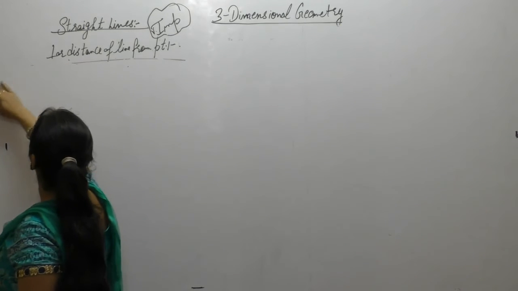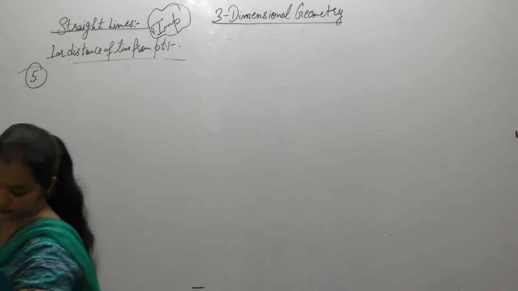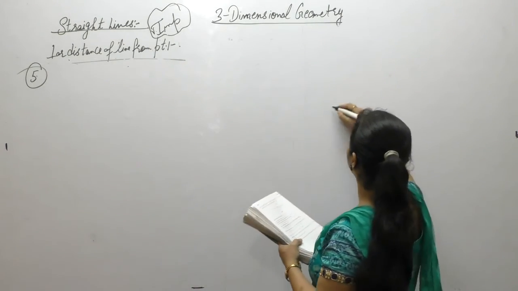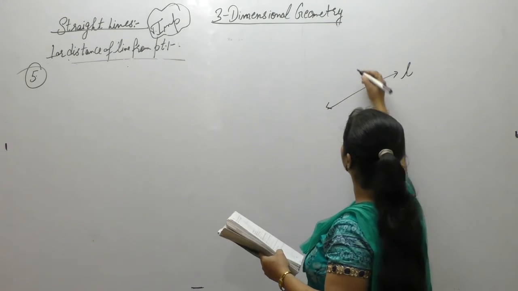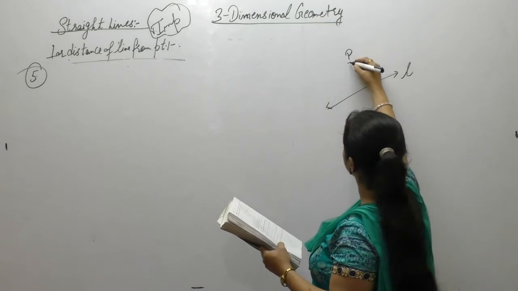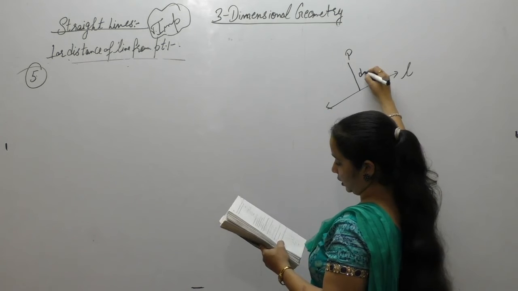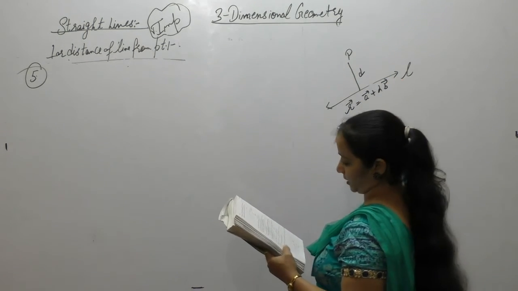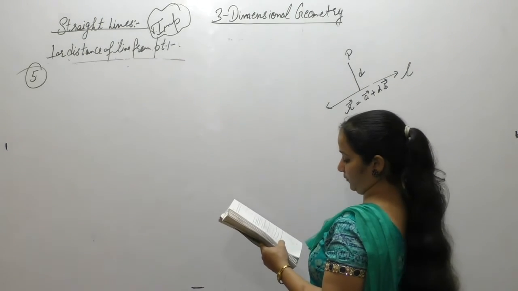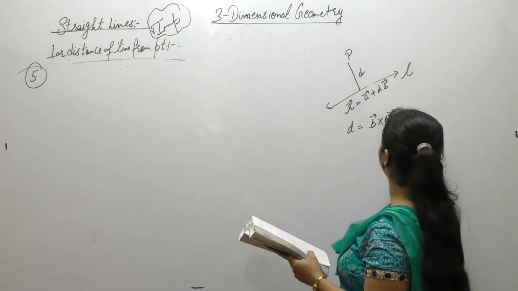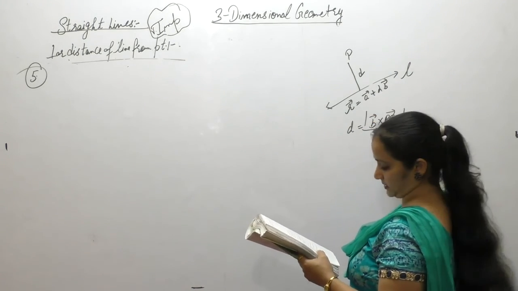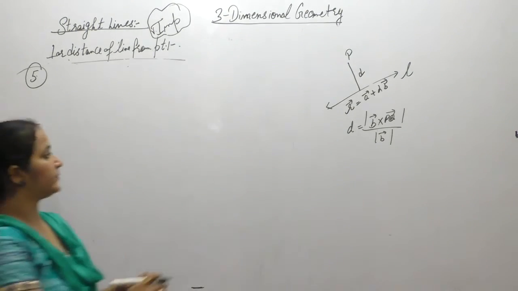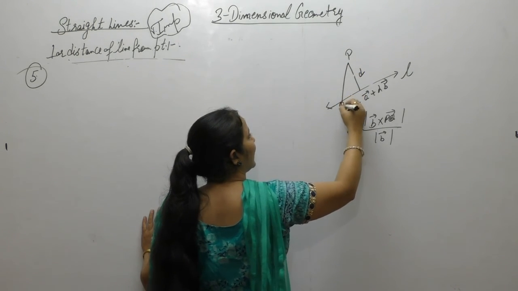Now the next one is: show that the distance d from point P to line L. Suppose this is line L. Distance d from point P to line L, having the equation of line given as a plus lambda b vector, we have to prove that d is equal to magnitude of b cross PQ vector upon magnitude of b vector, where Q is any point on line L.